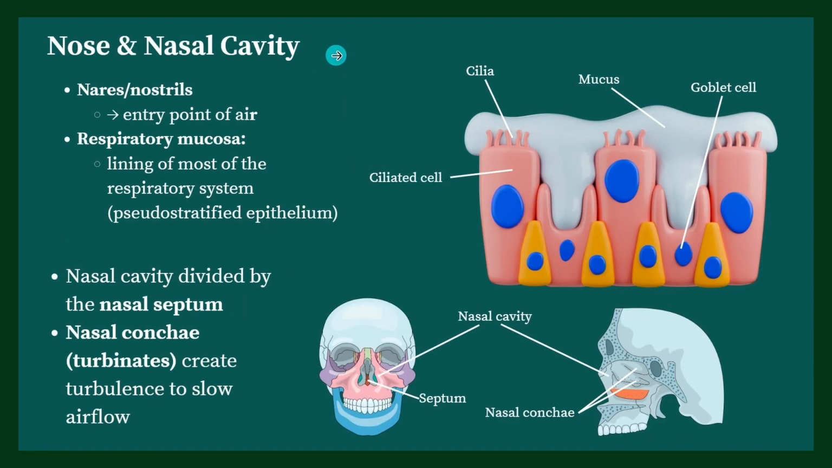Moving on to some of the structures of the respiratory system. We're going to start with the nose and nasal cavity. That's where the air comes in first, unless we're mouth breathing. So the other name for nostrils is nares, and that's the main entry point where the air comes in.